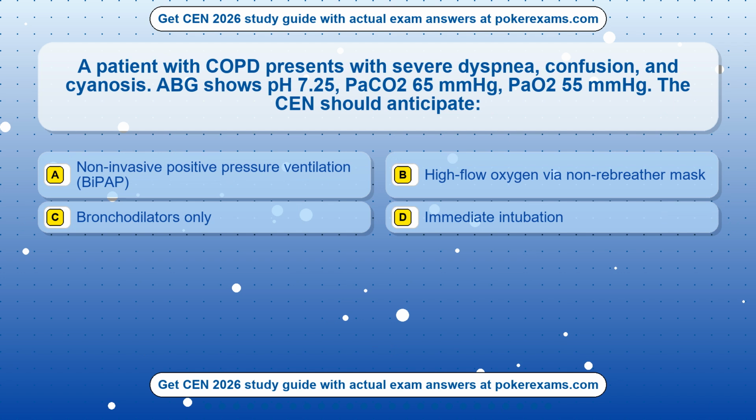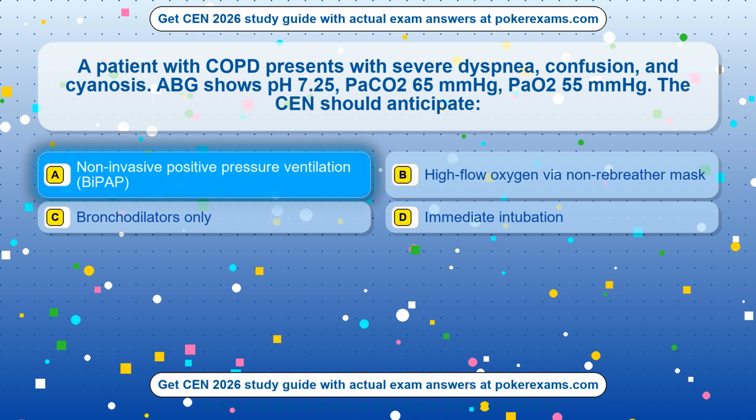Question 21. A patient with COPD presents with severe dyspnea, confusion, and cyanosis. ABG shows pH 7.25, PaCO2 65 mmHg, PaO2 55 mmHg. The CEN should anticipate. Option A, non-invasive positive pressure ventilation, BiPAP. Option B, high-flow oxygen via non-rebreather mask. Option C, bronchodilators only. Option D, immediate intubation. The correct answer is option A.